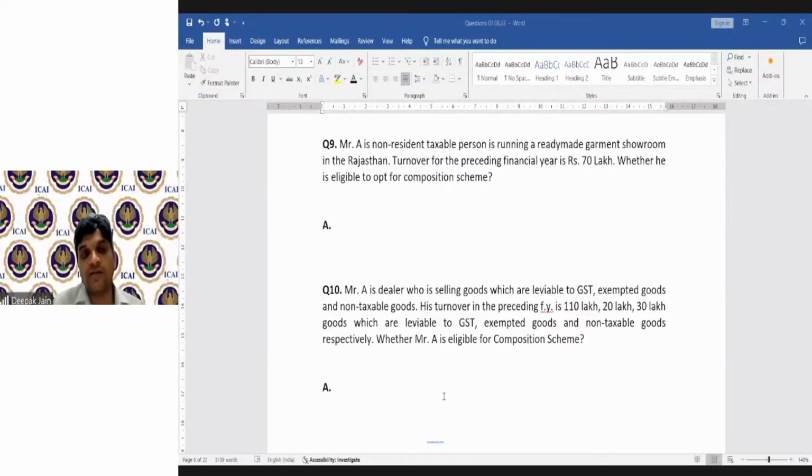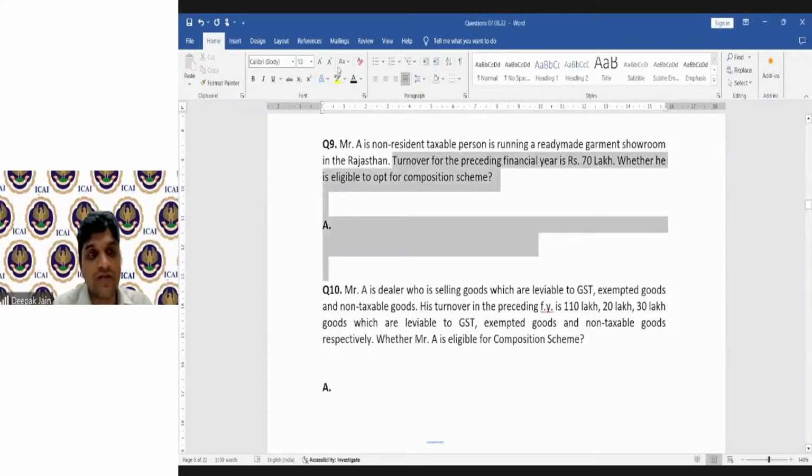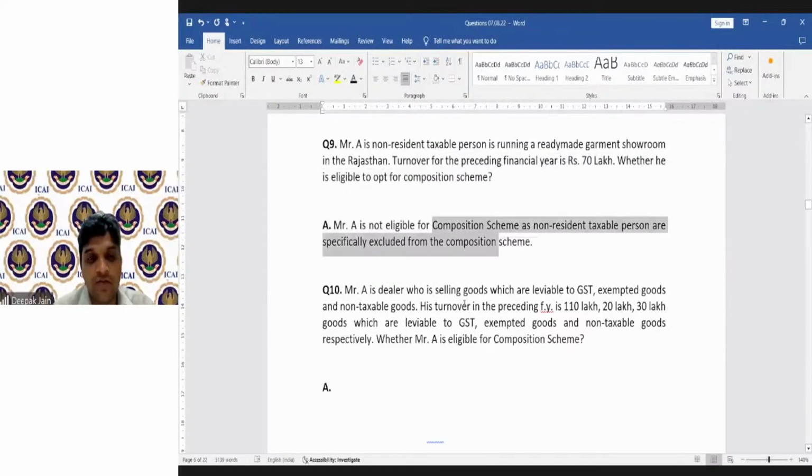Correct. Non-resident taxable persons cannot opt for composition. So everybody is giving a correct answer that an NRTP cannot opt for composition.